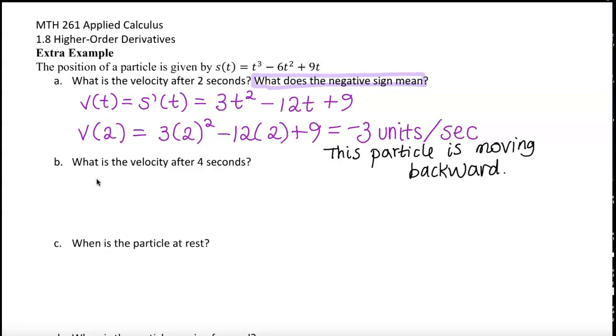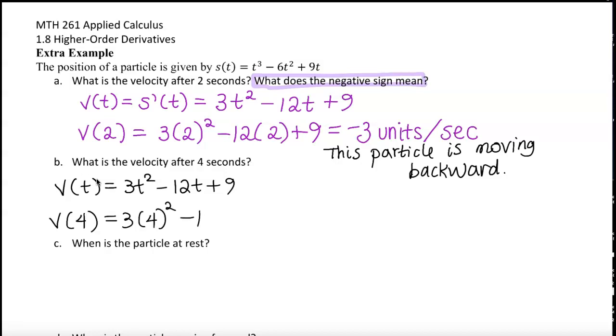What is the velocity after 4 seconds? Oh, we already know the velocity function, which is just 3t squared minus 12t plus 9. So all I need to do is plug in 4. This one is an easy one. What is this particle doing? Is it going forward or is it moving backward? It depends on the sign, right? Let me type this in.